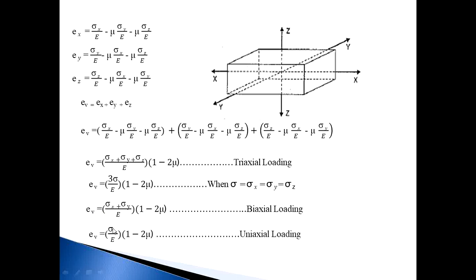Then next, when you consider uniaxial loading, meaning loading in only one direction, Ev, the volumetric strain, is equal to sigma X by E, in bracket 1 minus 2 mu. This is the formula for triaxial loading, biaxial loading and uniaxial loading.